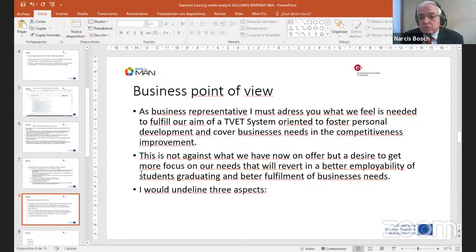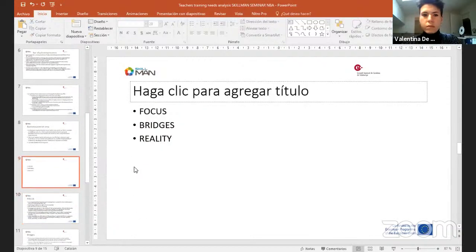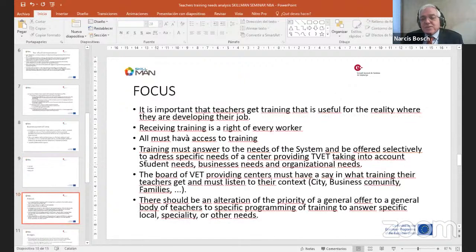From a business point of view, as a business representative, I must tell you that we feel it is needed to fulfill our aim of a TBET system oriented to foster personal development and cover businesses' needs in competitiveness improvement. This is not against what we have now on offer, but a desire to get more focus on our needs that will revert in a better employability of students graduating and a better fulfillment of business needs. I would underline three aspects: focus, bridges, and reality. I'm not good at making acronyms, but we can find something with these three words.